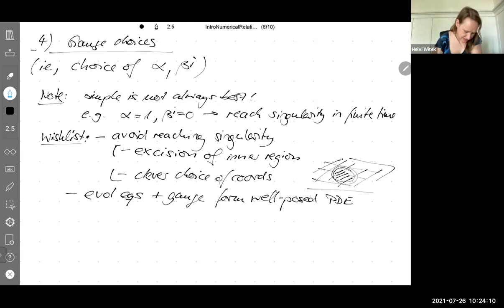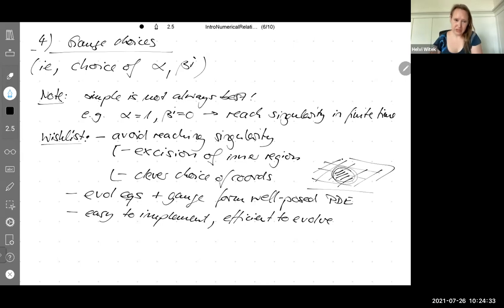Okay, and the last one, as maybe more to taste, is something where I say I want something that is easy to implement and efficient to evolve.